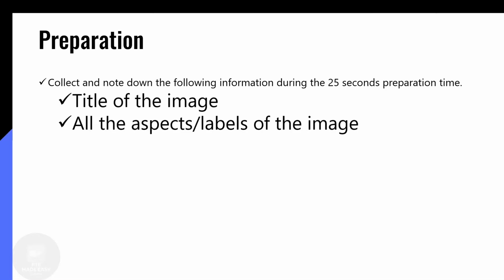But if the image is totally random picture with no labels, try to find out some of the things or some of the aspects of the image or properties of the image that attracts your attention and list them. Because when you are speaking and looking at an image with no labels, with the time pressure, you will not be able to deliver it as you should be delivering it, right?